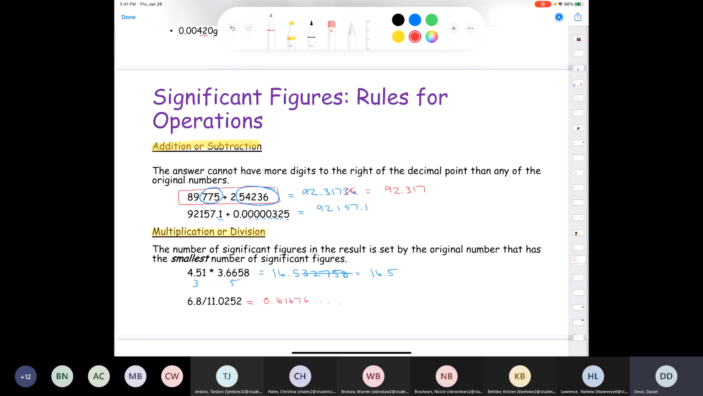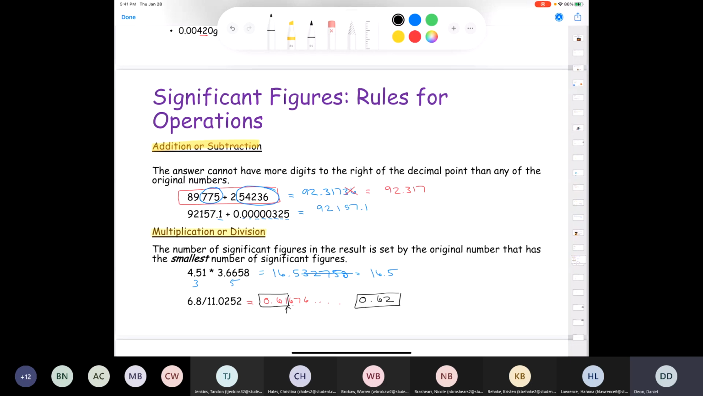My final answer can only have 2 significant figures. So that means it can only have these 2 decimal places. But guess what? Since I have a 1 here and the number that follows it is a 6, I have to round that 1 up to a 2. 0.62 is my answer, like that. And we'll talk more about rounding numbers in a little bit. Actually, I don't even know if I have that in there.